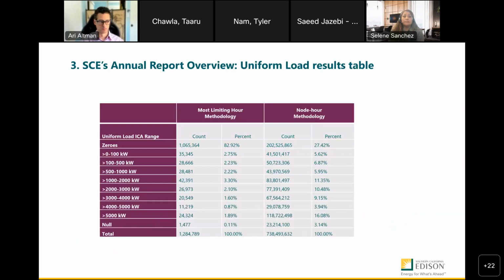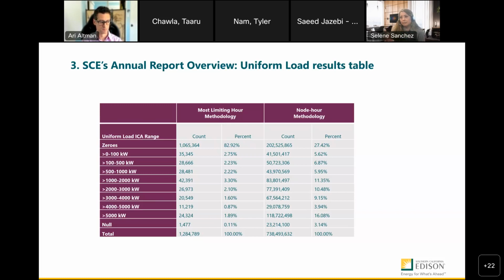So we could go to the next one. Thank you very much. So just like my colleagues from PG&E and SDG&E mentioned, according to well-established methodologies, we have our statistical representation of what our uniform load results are. Saeed had mentioned that their increments are done at a 10 kW cadence. For us, we do our increments at 100 kW increments. And so this is a representation of where we're at.